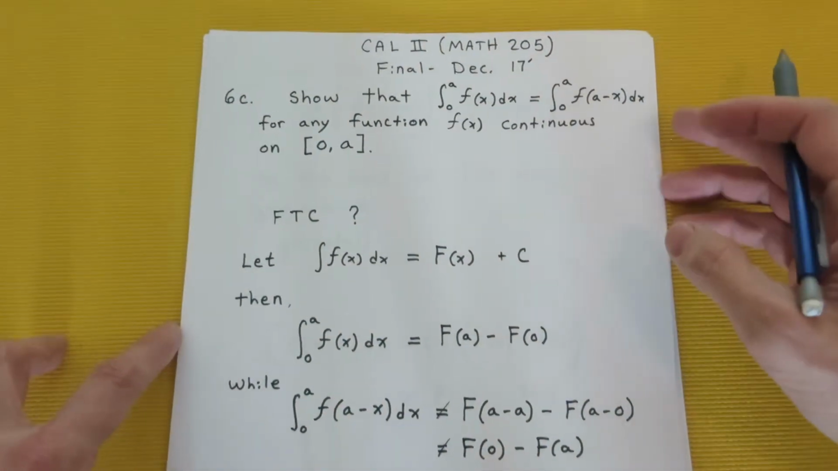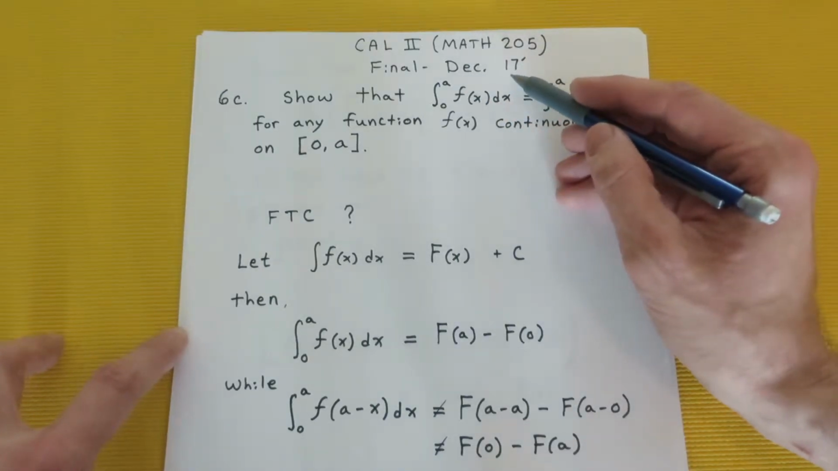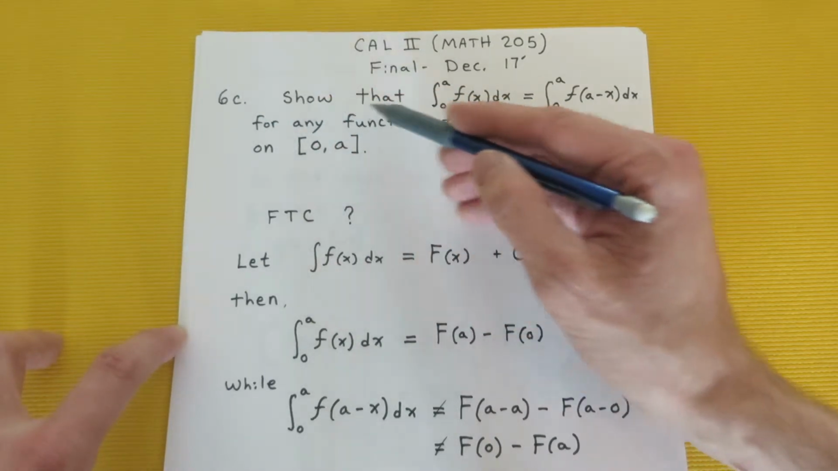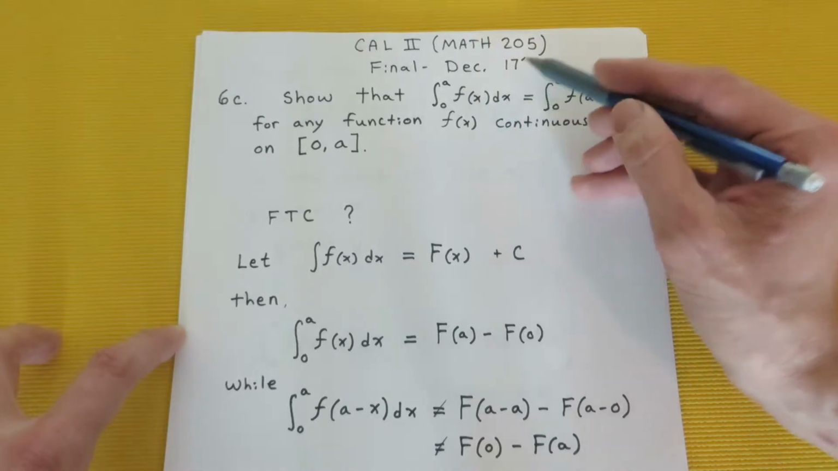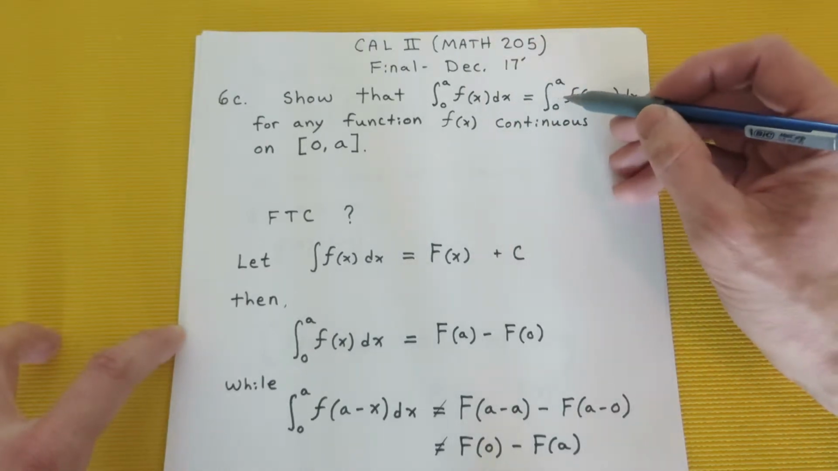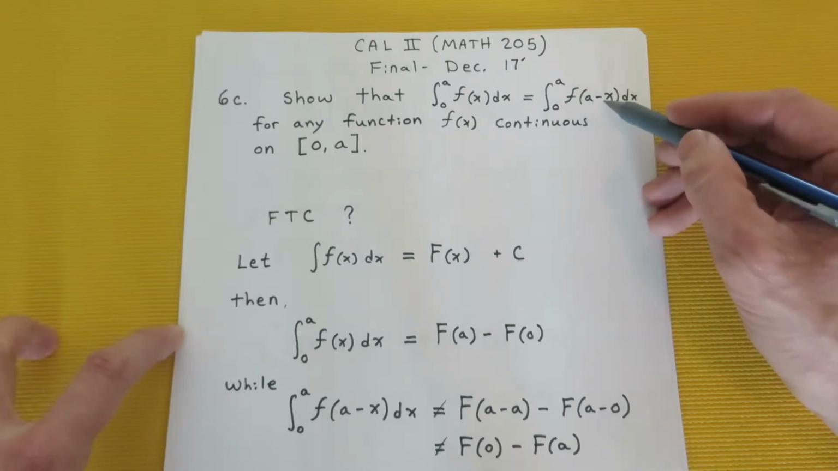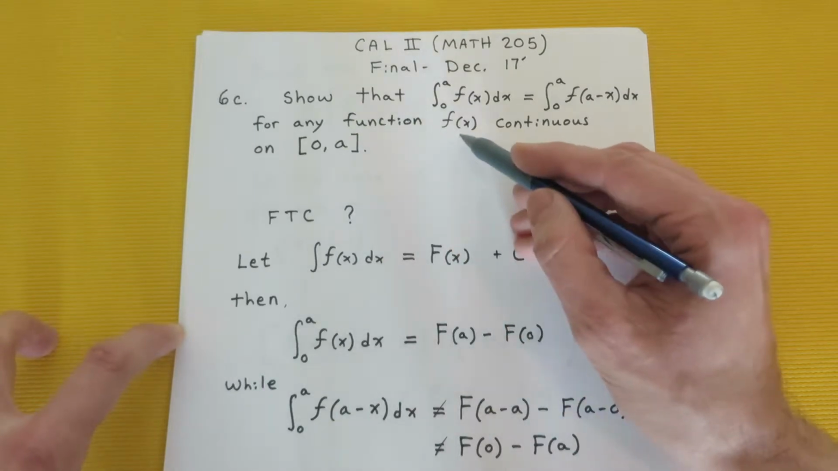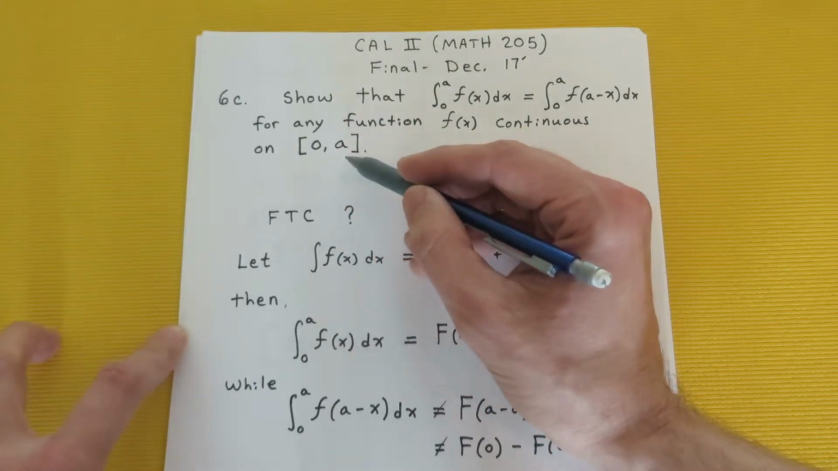This was a question from the final of December 2017. Question 6c asked us to show that the integral from 0 to a of f of x dx is equal to the integral also from 0 to a of f of a minus x dx. That's for any function f of x continuous on the interval from 0 to a.